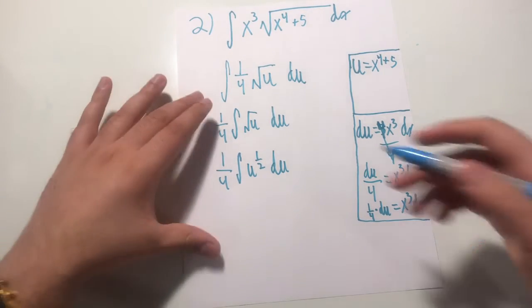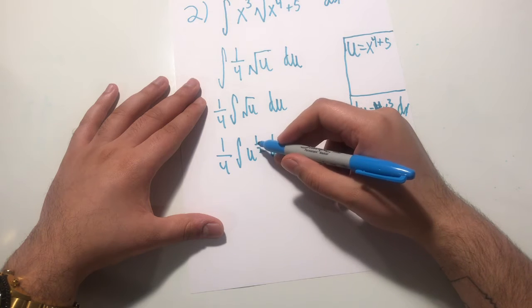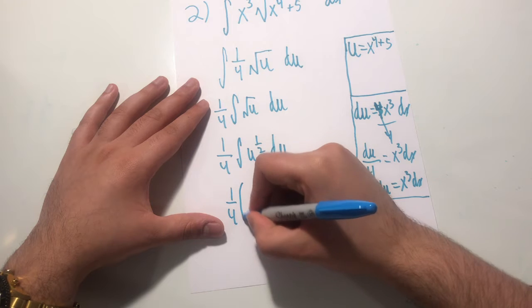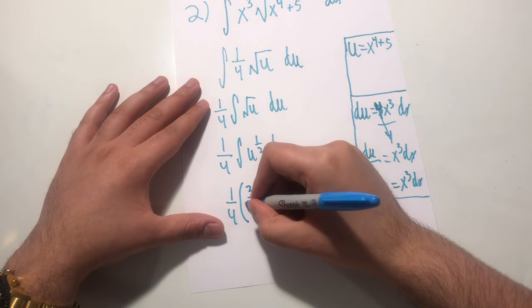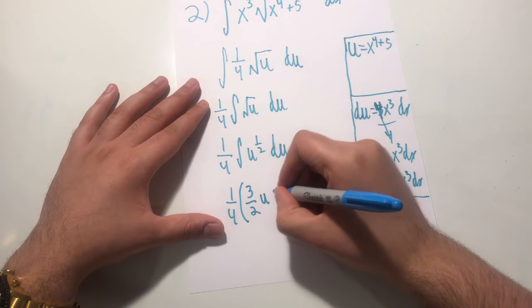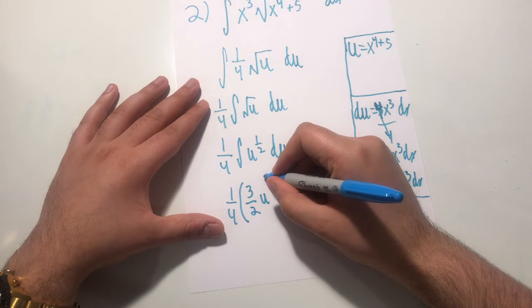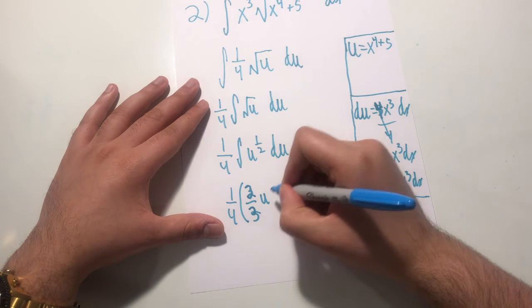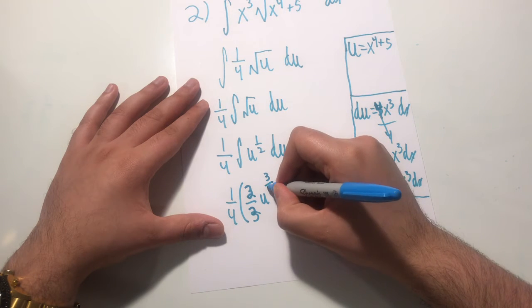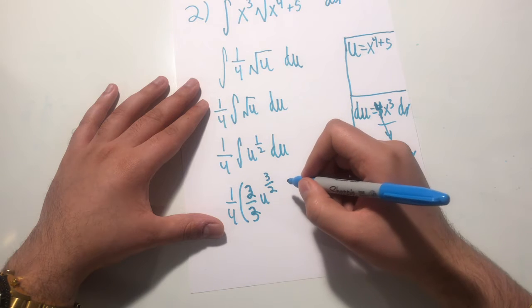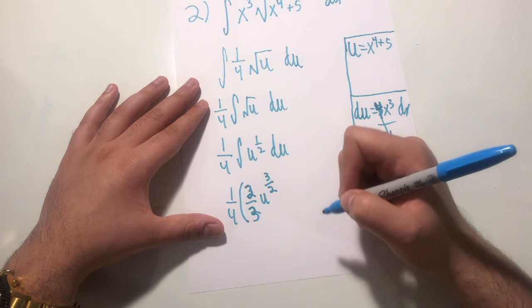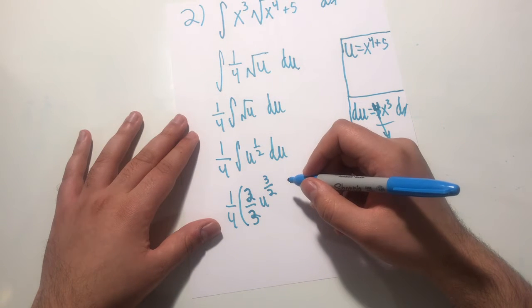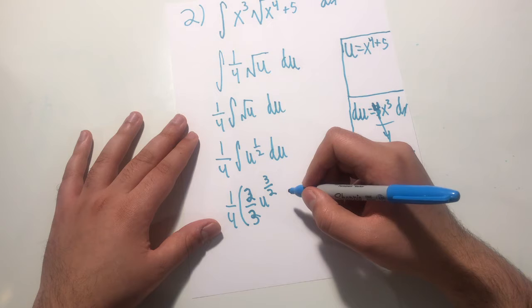Now we can take the integral. So the integral of u to the 1/2 should now be 1 over 4 multiplied by 3 over 2 times u raised to the, sorry, this shouldn't be 3 over 2, this should be 2 over 3 times u raised to the 3 over 2. And all of that is added to c, which is our constant of integration in this case. We always tack that plus c on the end.